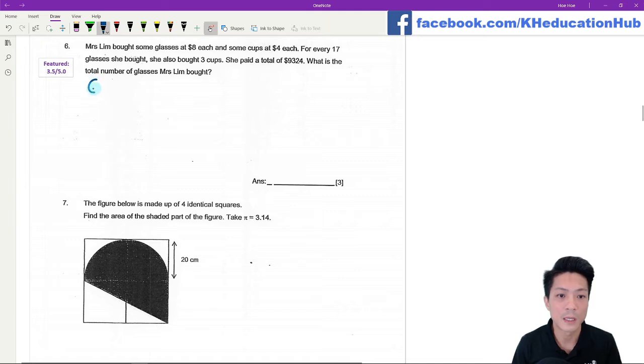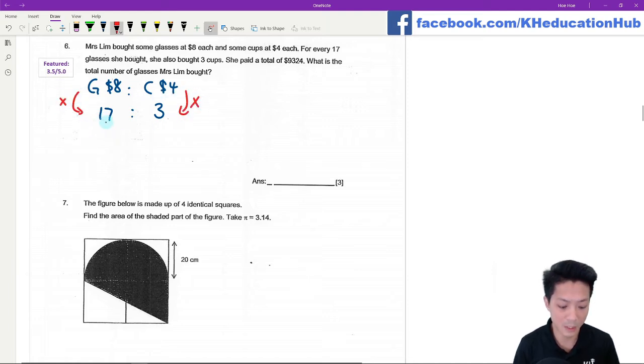Okay, so there are glasses which cost $8 each, right? And there are some cups which cost $4 each. For every 17 glasses, she also bought 3 cups, which means that the ratio of glasses to cups is 17 to 3. Now she paid a total of $9,324, so I'm gonna multiply this together. Okay, it's gonna give me the total amount of money.